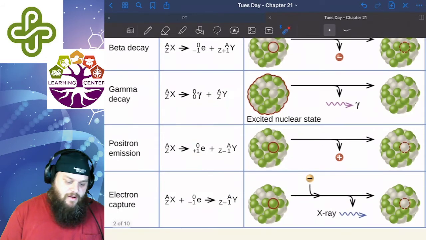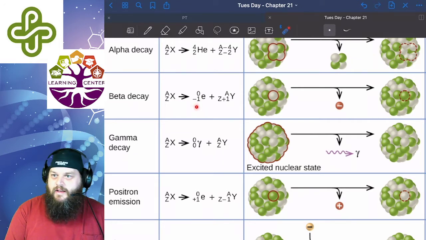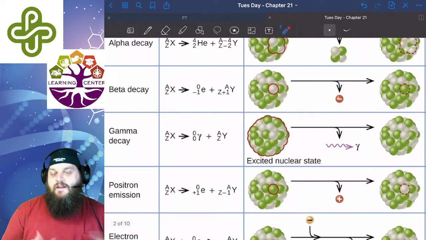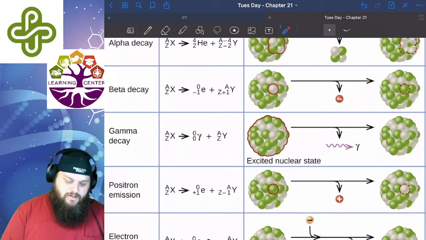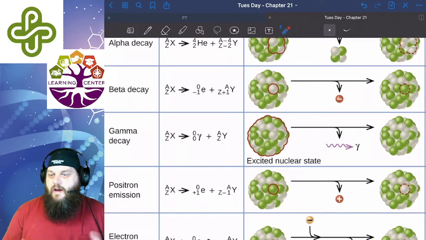For positron emission, positrons are just like electrons, except positively charged instead of negatively charged. A positron is the antimatter of an electron, essentially. It has the same mass and the opposite charge, same magnitude, just positive instead of negative. So the same type of deal is happening, but instead of Z plus 1, we're getting a Z minus 1. Here we had a neutron turning into a proton. Now we have a proton turning into a neutron as that proton loses its positive charge.